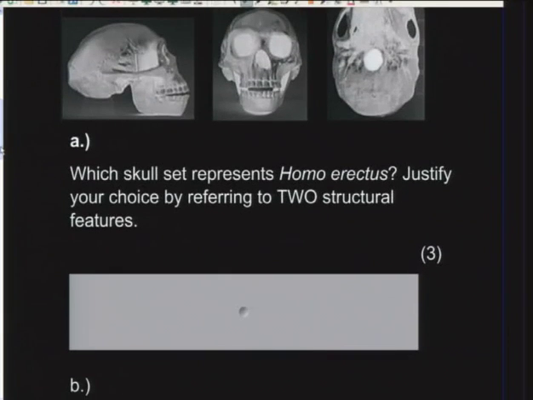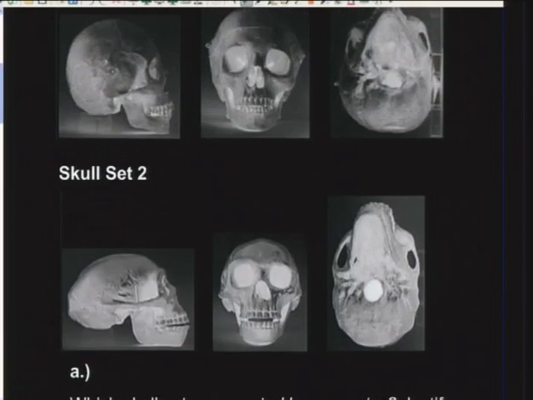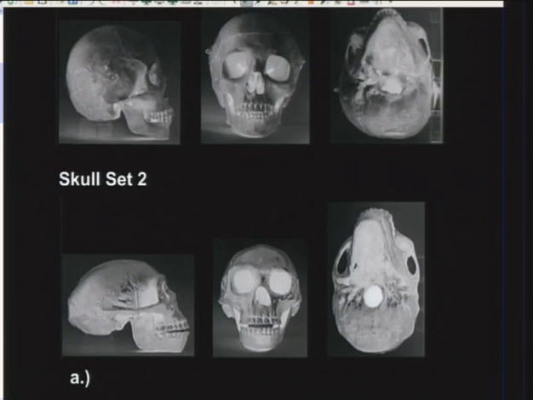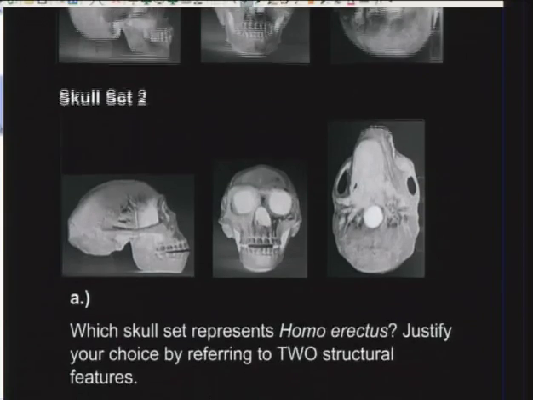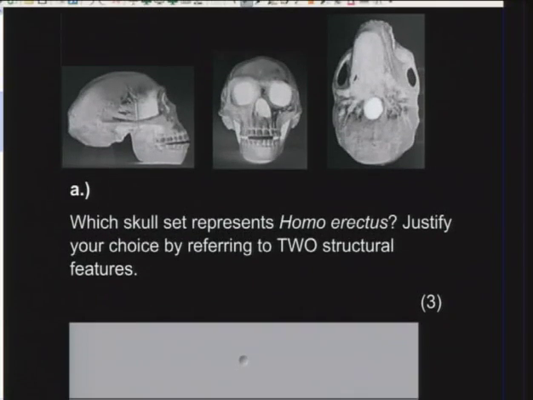which skull set represents Homo erectus? Justify your choice by referring to 2 structural features. Which one of these 2 sets? Remember, each set belongs to one of them. Each whole set there, they're giving you the side view, the front view, and the bottom view in terms of what you're seeing there. So they want to know which of these 2 sets belongs to Homo erectus, and they want to know from you, why do you say that using structural evidence?